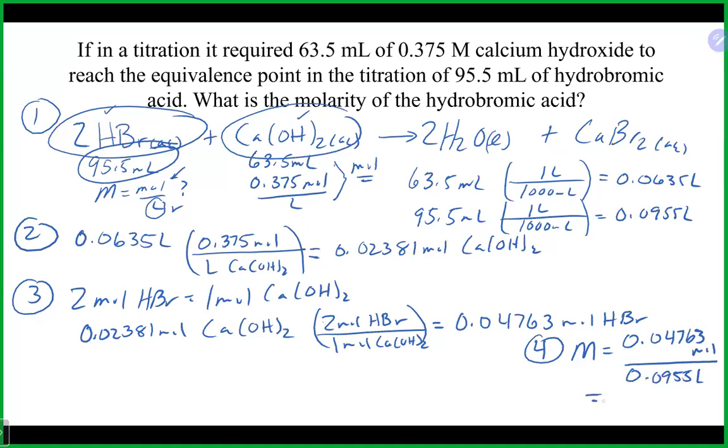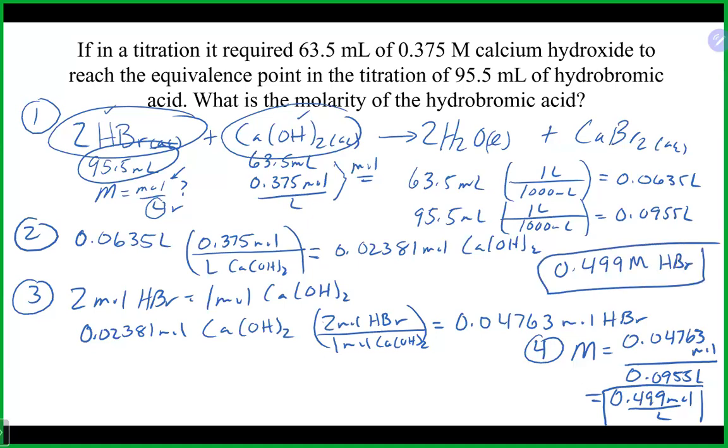So 0.0955 liters gets us, let's see here, about 0.499, looks like. 0.499 moles per liter would be the molarity of our HBr. Or at this point, you could, if you wanted to, once again, kind of put the big M back in for the answer and just leave it as big M as well. So either way is fine. Any questions on that there?